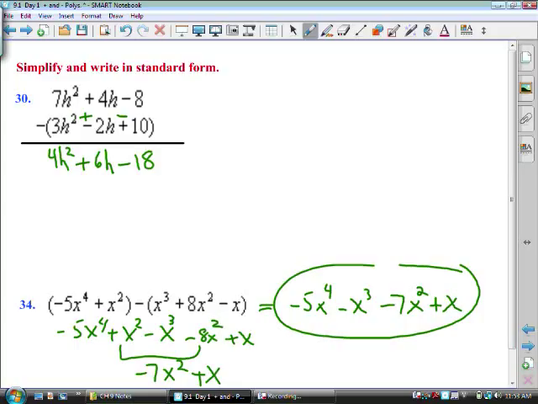And then up there, you just do it vertically. You change all the signs, and that's your answer. We're moving right along.